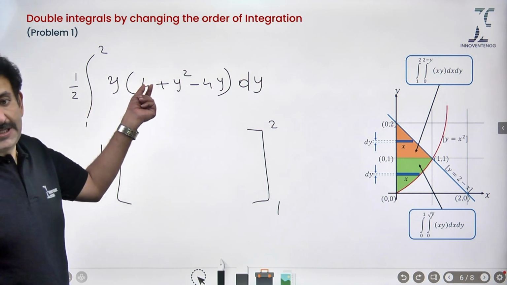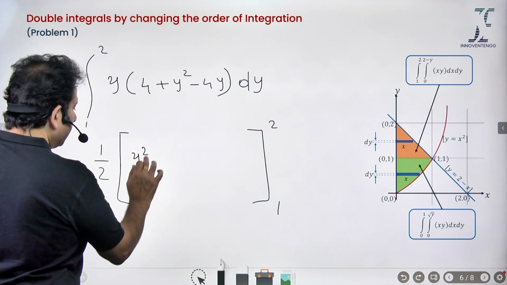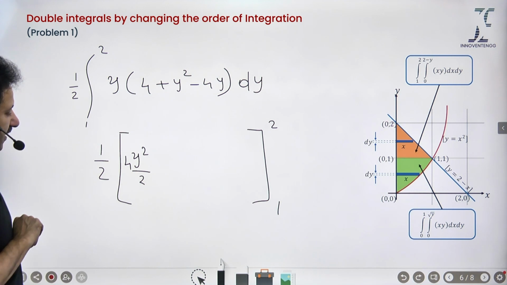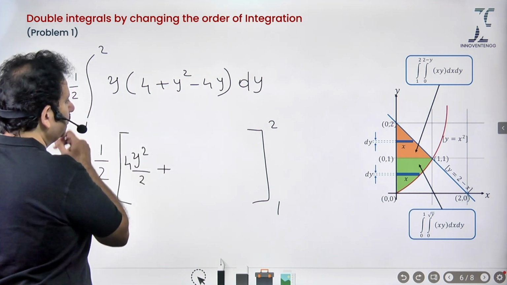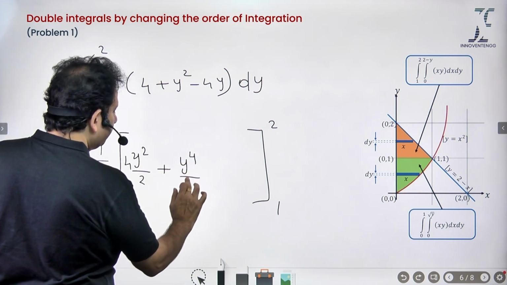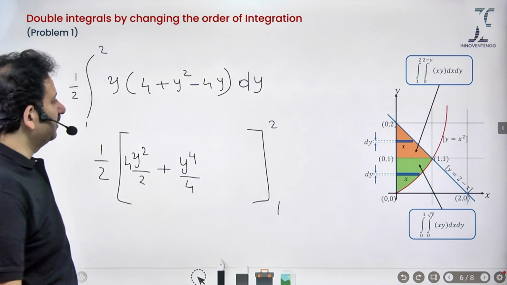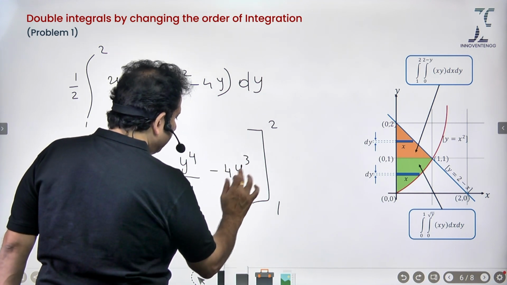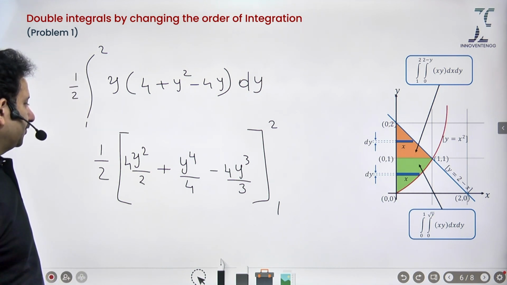Because y when multiplies 4, you get 4y. When you integrate, you get y square by 2, of course, into 4. You can further simplify that, it becomes 2y square. What about the next term? y into y square, which is y cube. When you integrate, you get y power 4 by 4. If you multiply minus 4y, what you will get? Minus 4y square. So 4y cube by 3. Right? So this is what exactly you will get.